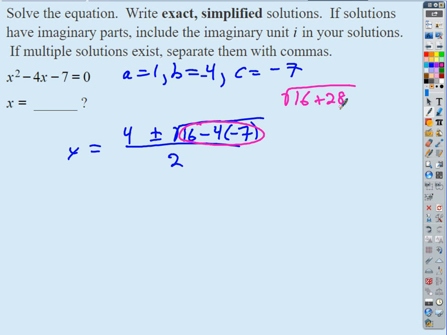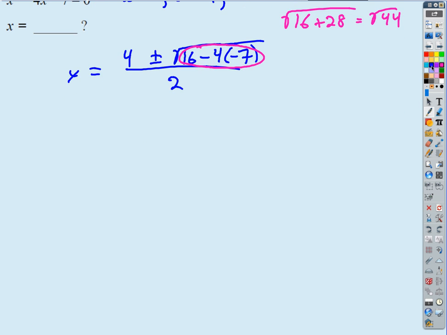40, 49, no, 48, 42, 45, 44. 44. I was right the first time. I was like, am I dumb? That's okay.